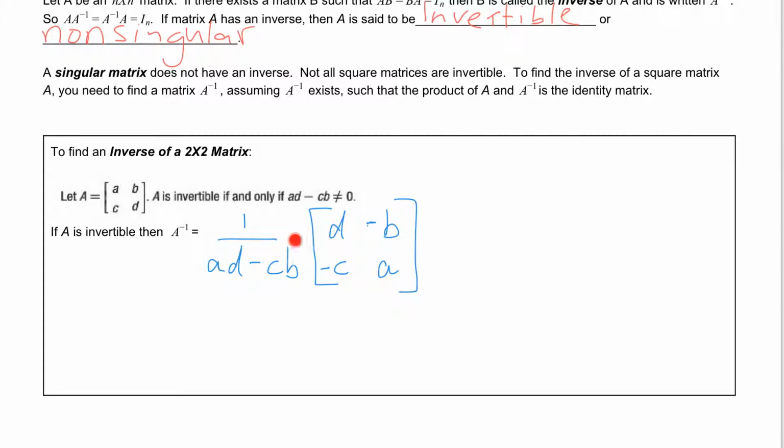Remember, ad minus cb, that's the determinant. So we're basically taking 1 divided by the determinant, taking that number and multiplying it to each one of these as we switch these around. Now we're going to go to example 1.